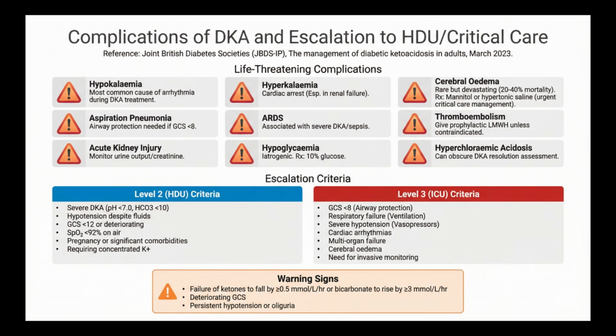Early warning signs of treatment failure: failure of ketones to fall by at least 0.5 per hour or bicarbonate to rise by 3 per hour, a deteriorating GCS, or persistent hypotension or oliguria should trigger urgent senior review and escalation. Closing exam message: DKA management is not only about insulin and fluids. It is about anticipating complications, recognizing failure early, and escalating at the right time. That is what saves lives, and that is what scores marks in the MRCP exam.